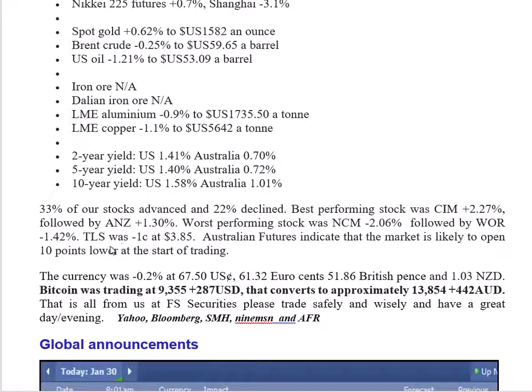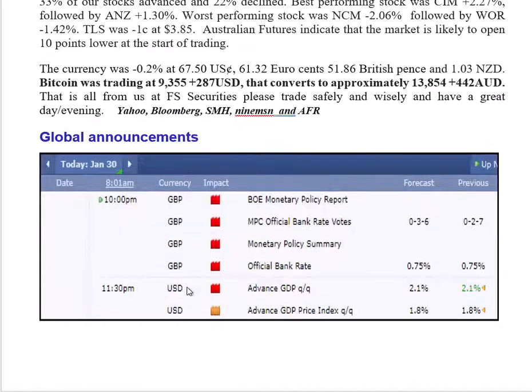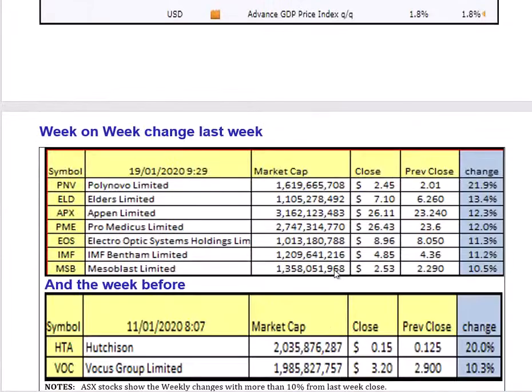And because all our listeners and audience like to know what's going on with Telstra, we've got Telstra's price on a daily basis. We also tell you about Bitcoin, for people who are trading Bitcoin, what happened to Bitcoin overnight. What global announcements will affect the market? Well, nothing on the Australian market, with the exception that tonight we're going to see various information coming from the British market as well as the US market. GDP quarter on quarter for the US will be an important announcement, so we keep an eye on that.